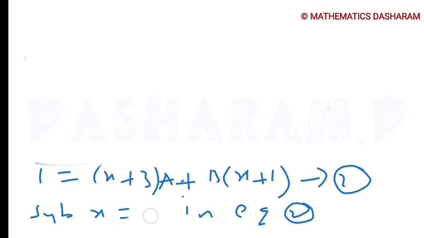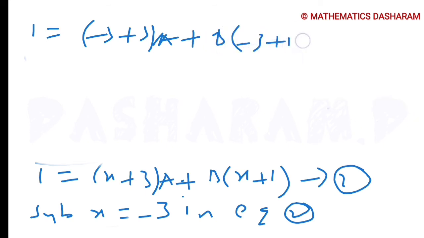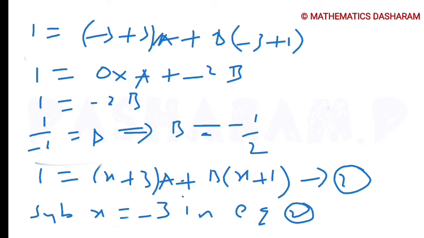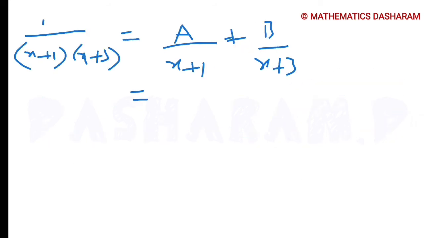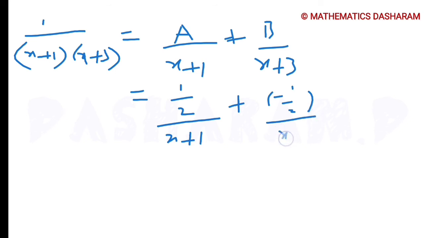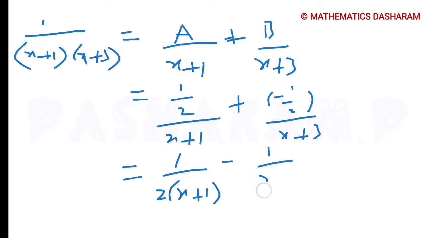Now substitute x equals -3 to get the b value. So 1 equals (-3 + 3) into a plus b into (-3 + 1). So b equals -1 by 2, and the a value we already completed, that is 1 by 2. Substitute them in equation 1. So here the a value 1 by 2 divided by (x + 1) plus the b value is -1 by 2 divided by (x + 3). So 1 by 2 into (x + 1) minus 1 by 2 into (x + 3).